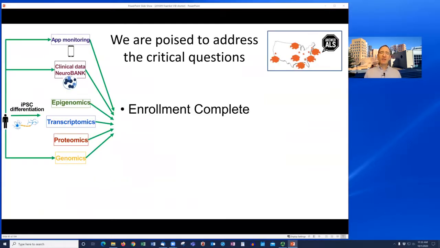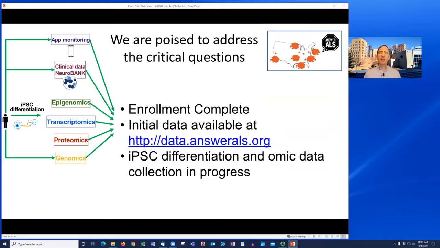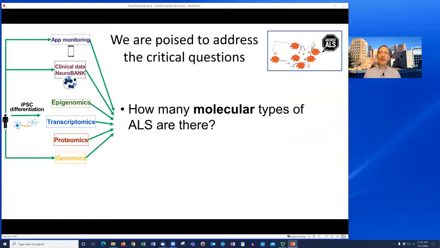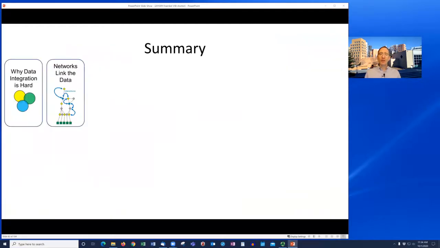And then the other aspect of this is that we want to then try to relate those clinical parameters to molecular parameters. So the Answer ALS program, we've completed the enrollment and the data are available and the data collection is in progress. And now we really think we're on the cusp of figuring out how many different molecular types of ALS there are. That may come from analyzing purely the omic data, but I think it's more likely it's going to come through a tight integration of analyzing the molecular and the behavioral data. And then the next and most important step is if we can identify those subtypes, can we identify the interventions that would halt neuronal death?